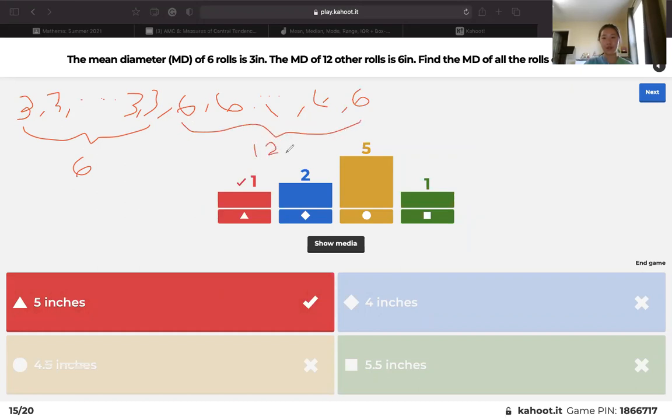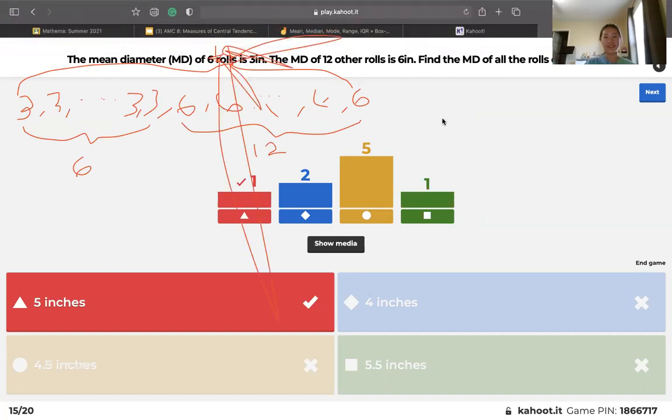Then we would have to find the mean diameter of this whole thing. So there's 18 rows now. If we add all of this up, it'd be 3 times 6 plus 6 times 12. So that's 18 plus 72, so that's 90. And then there's 18 rows in total. Oh, oops. So then that'd be 90 over 18, which is 5. So good job to the one person that got it right.